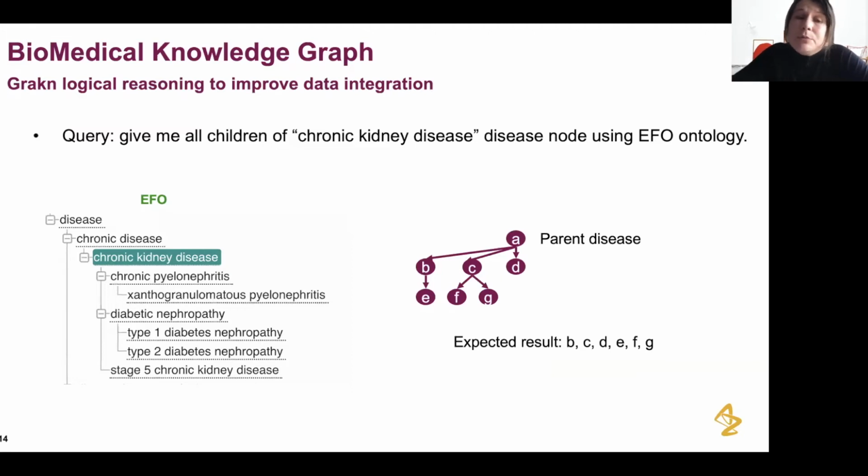So our very typical query is, give me all children of a particular disease, let's say again chronic kidney disease node, using EFO ontology. So this is EFO ontology. I want to have all these children, all of them. So I'm giving the EFO, I'm giving into the query my disease name, and I want to have all the children. So graphical representation, this is my parental disease, and I want to have as an output expected results, B, C, D, E, F, G nodes. So all these guys.